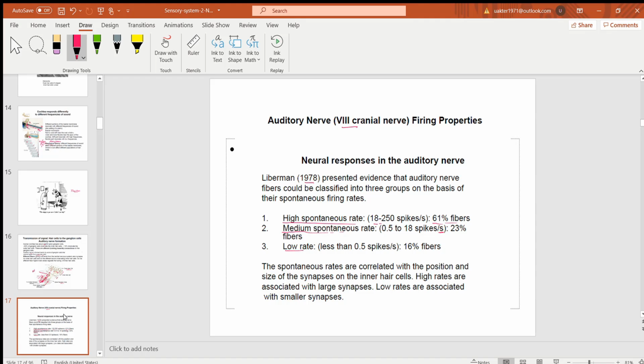So it could be like 1 spike per 2 seconds, that's the lowest, and 18 spikes per second. 23% of fibers are medium spontaneous rate, and low spontaneous would fire less than 1 spike per 2 seconds, okay, and about 16% of fibers are the low spontaneous firing fibers. And the firing rate or the number of action potentials would depend on the size of the synapses on the inner hair cells. If the synapse is small, the resistance is more, and if the resistance is more, the firing rate will be less. In larger synapses, the firing is more.